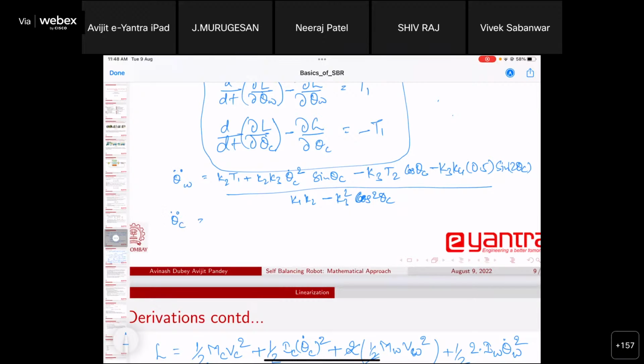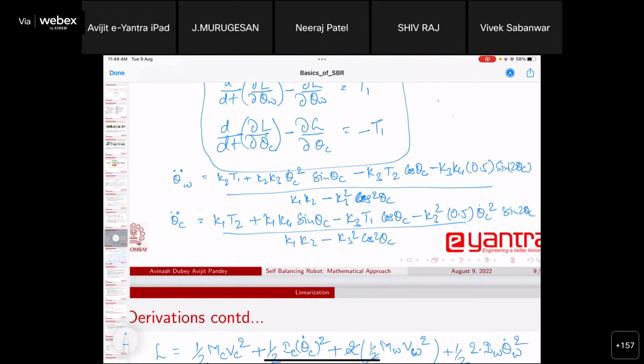And similarly, theta C double dot becomes K1 T2 plus K1 K4 sine theta C minus K3 T1 cos theta C minus K3 square 0.5 theta C dot square sine 2 theta C divided by K1 K2 minus K3 square cos square theta C. Now you have got theta W double dot and theta C double dot.